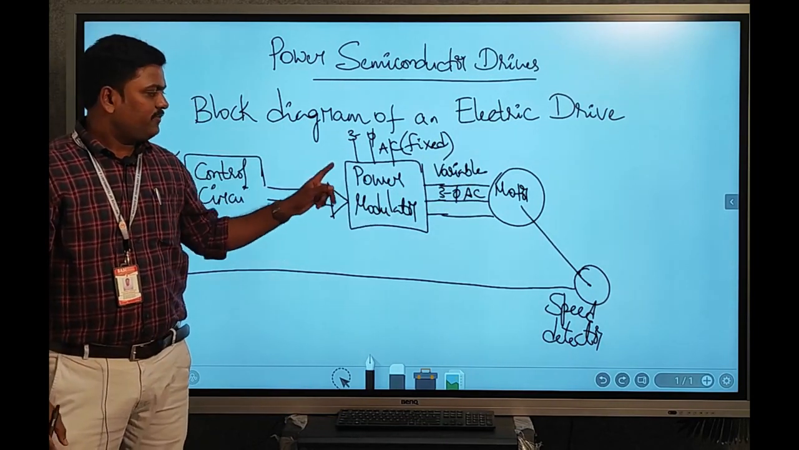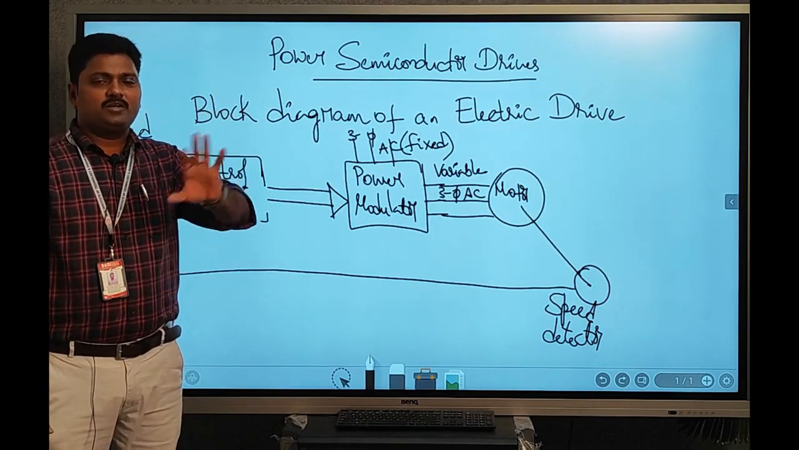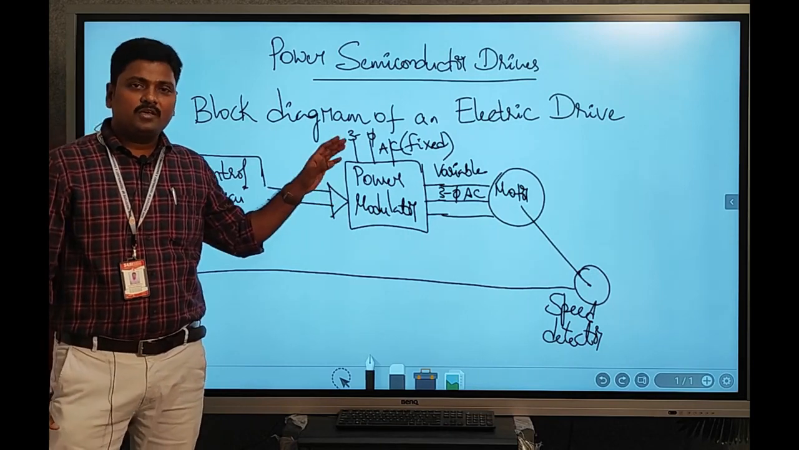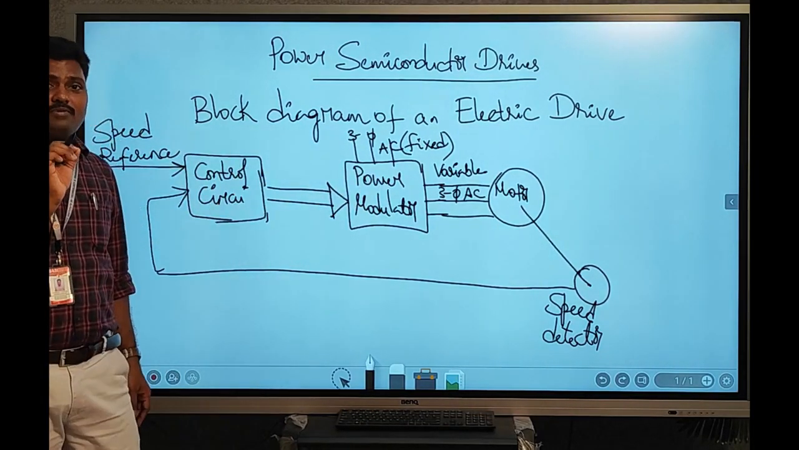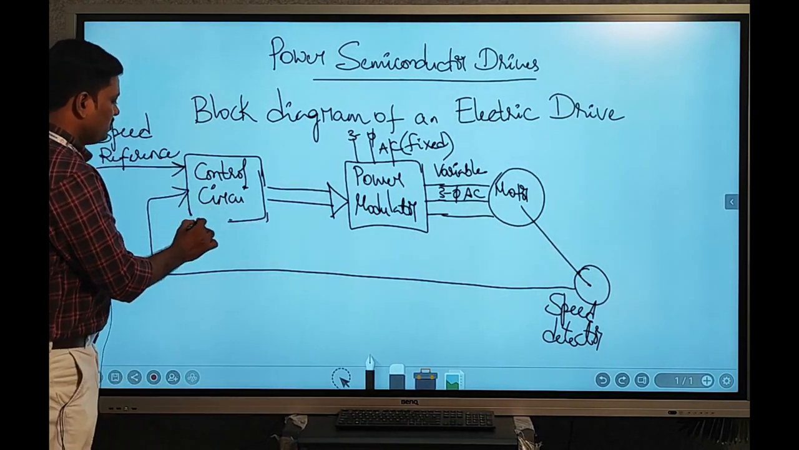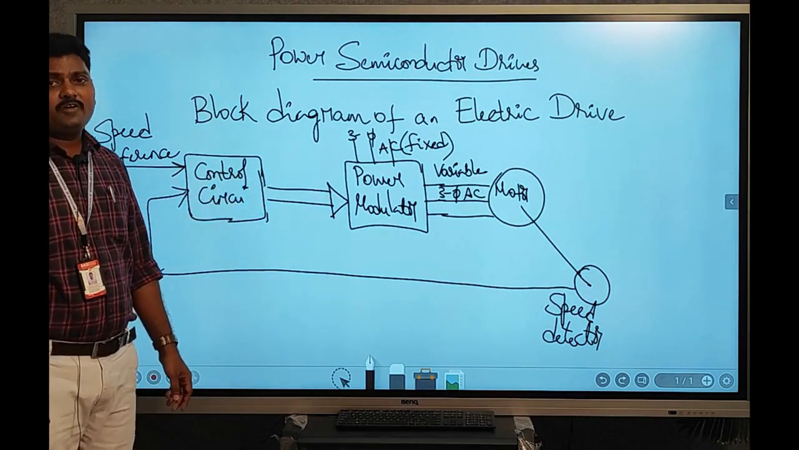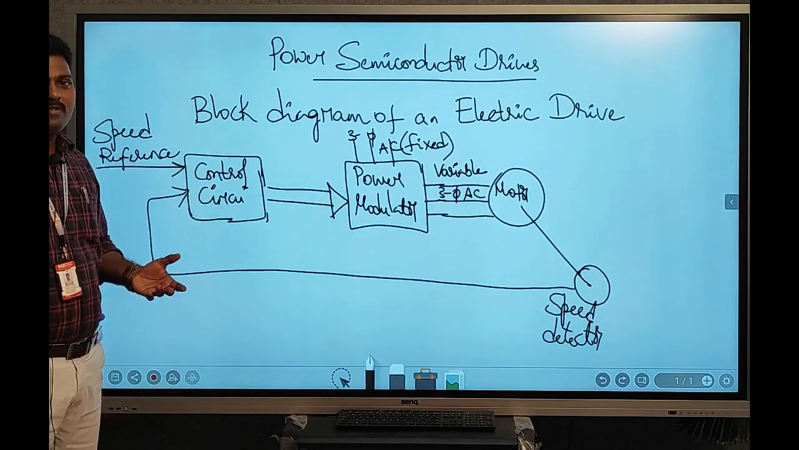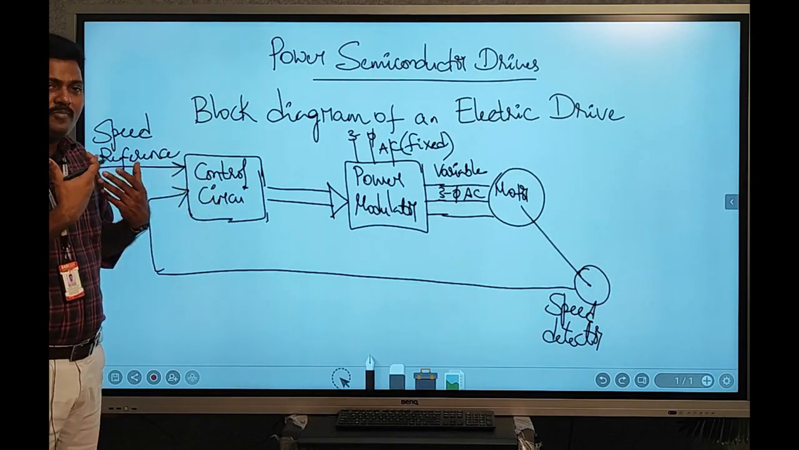But how about the power modulator input? The power modulator needs to be told when the switches are to be turned on and when the switches are to be turned off. That can only be controlled using the control circuit, which is responsible for supplying the firing pulses to all the switches of the power converter. So the control circuit will supply the required firing pulses, the much needed firing pulses for the power converter. But how can a control circuit supply firing pulses?